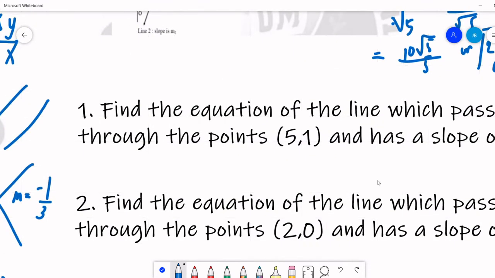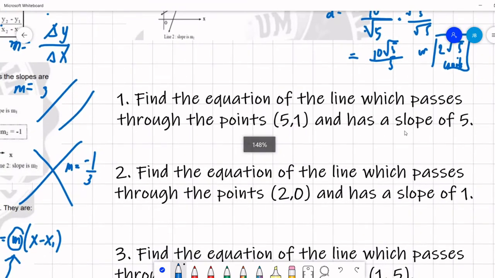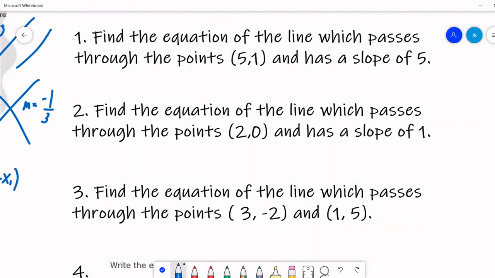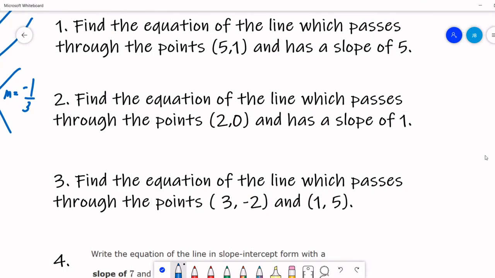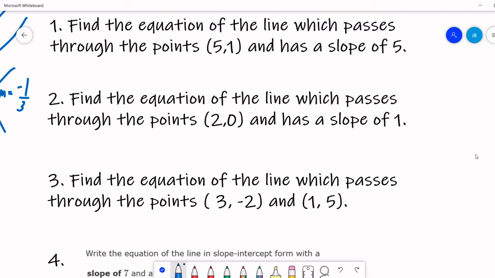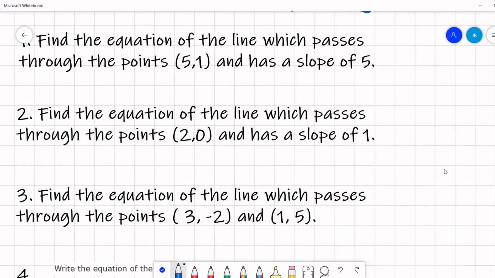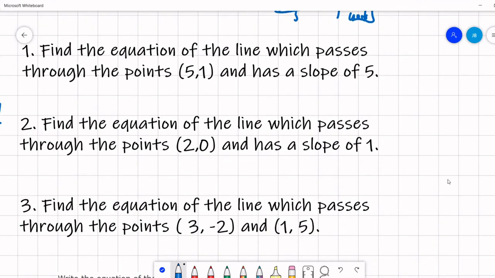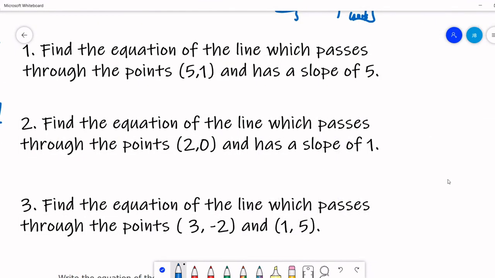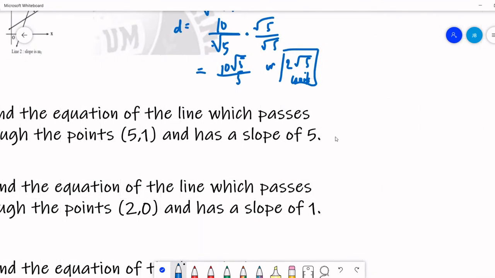Okay, so that's it. Now, the challenging part is if you are asked these questions, is a set of questions here, and there are tons of things to remember sa line because line is a very broad topic. That's why you need to study and practice solving. Okay? So, for number 1, find the equation of the line which passes through points 5, 1 and has a slope of 5.